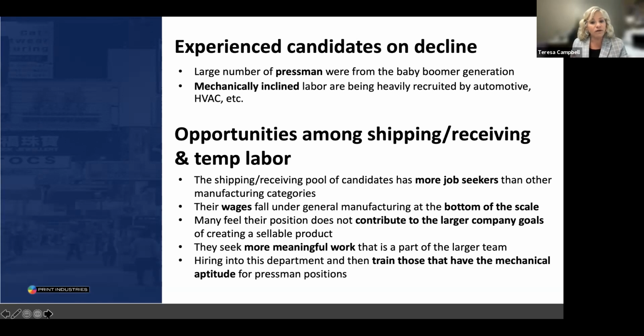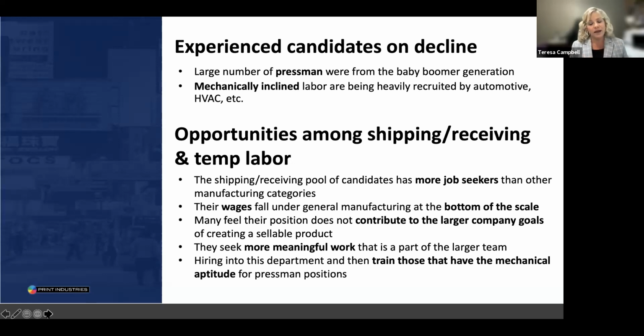Their wages fall under general manufacturing at the bottom of the scale. Those are the ones that we think could be recruited into that position and moved over into pressman or digital pressman bindery type jobs. Most of those individuals described their position as not contributing to the larger company goal of creating the sellable product. They didn't see their job as having meaningful work or being a part of a larger team. Our industry can solve those problems for those individuals.